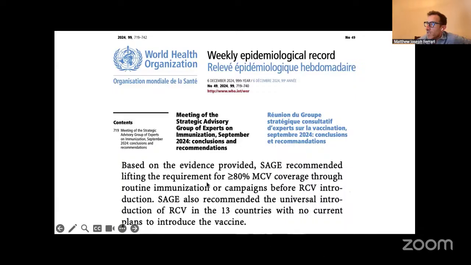The outcome of that meeting was a change in the WHO recommended policy to now encourage universal introduction of rubella-containing vaccine. At that point, 13 countries had no current plans; six countries had plans, and 13 had yet to make those plans. Now WHO recommends universal introduction in all countries, which I think paves the way for dramatic improvements in control and reduction in CRS, and potentially the elimination of rubella virus globally.